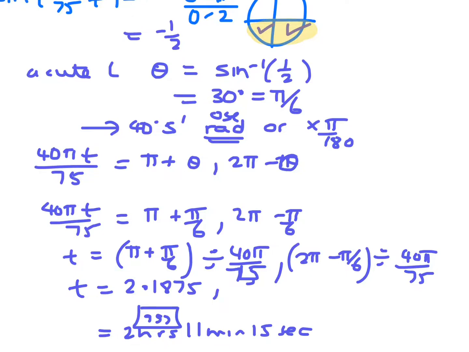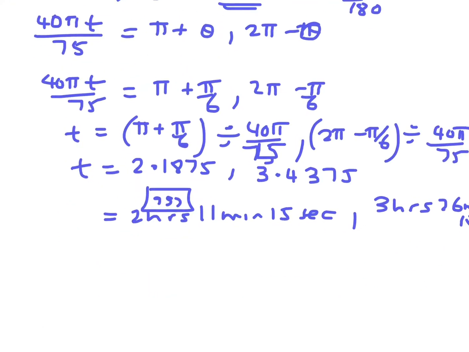And then if you go 2π − π/6 divided by 40π/75, you get 3.4375. And if you press your degree-minute button, you end up with 3 hours and 26 minutes and 15 seconds. So that means whatever time it is at the start of your graph, this would be how many hours after this time.